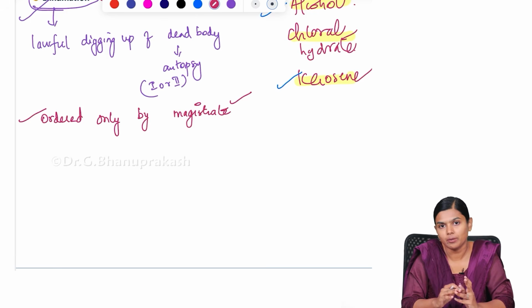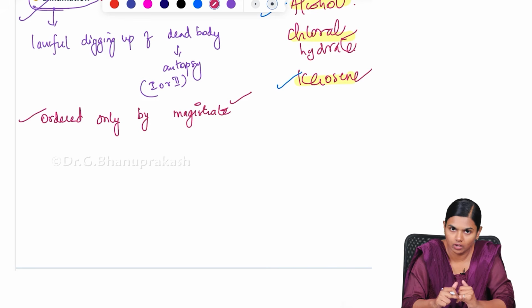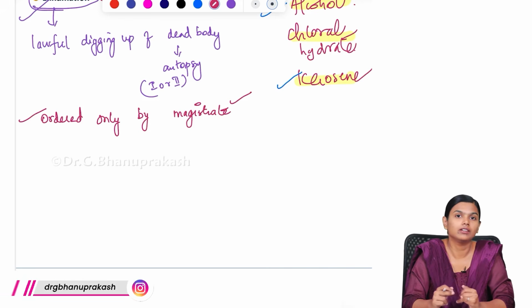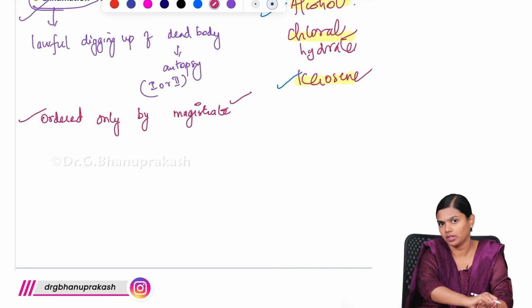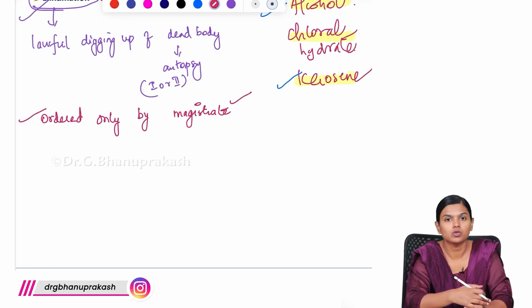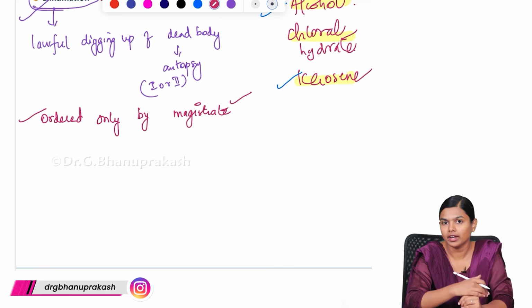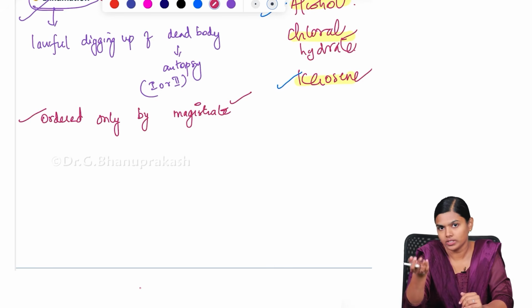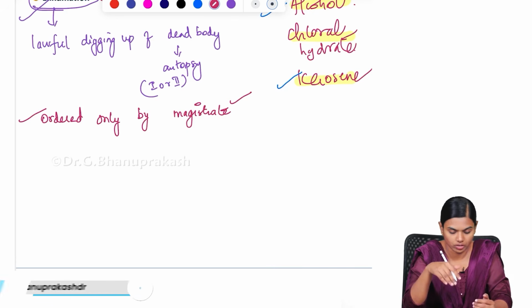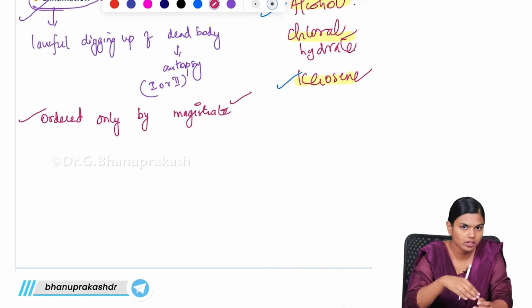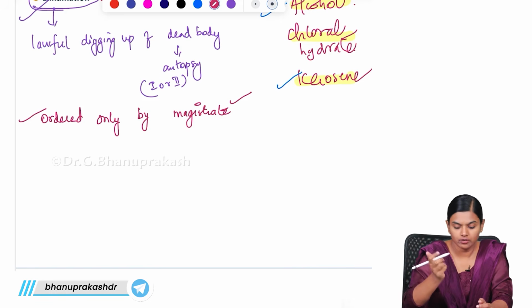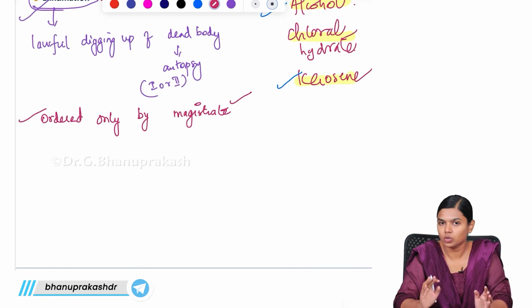Or sometimes what will happen, even if an autopsy had been done already, people will say that the doctor did not do the autopsy properly. Something wrong had happened, so we want to do a second autopsy. Like that, people will complain. So again you have to get a magistrate request and you will dig up the body and do the examination. So it can be either a first autopsy or a second autopsy. Whichever autopsy it is, there are certain things you have to follow.